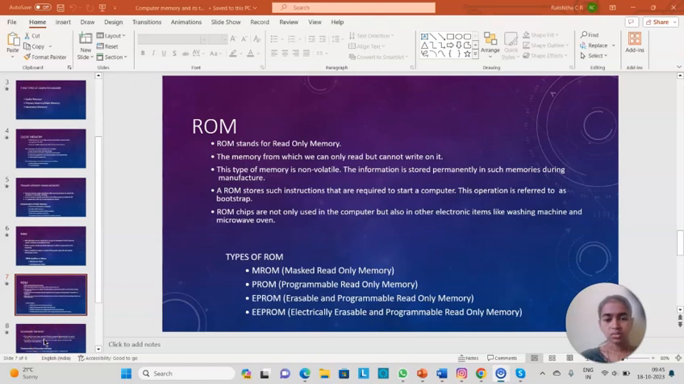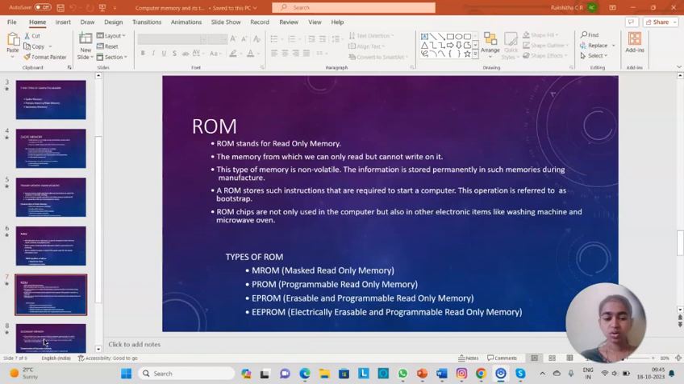Next, ROM. ROM stands for read-only memory. It is memory from which we can only read but cannot write. This type of memory is non-volatile. The information is stored permanently in such memories during manufacture. A ROM stores such instructions that are required to start a computer. This operation is referred to as bootstrap.